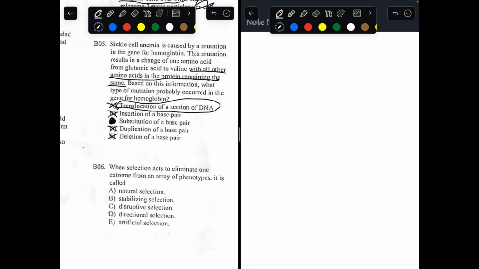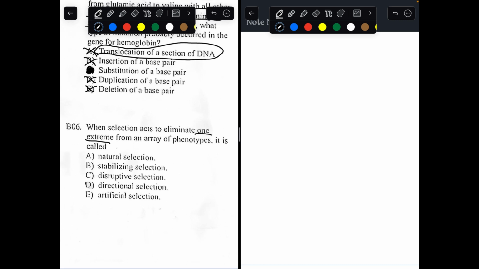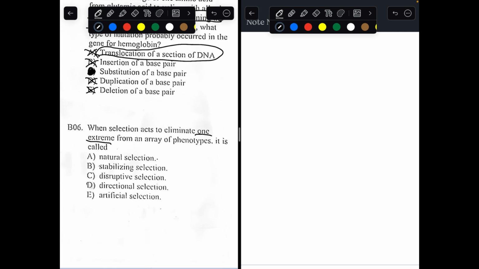Number 6. When selection acts to eliminate one extreme from an array of phenotypes, it is called what? So let's list out all the types of selections. Natural selection is actually not the same as any of these, even though it does have the word selection in it. Natural selection is simply the survival of the species with the best adapted traits. And that is actually not what the problem is talking about at all.